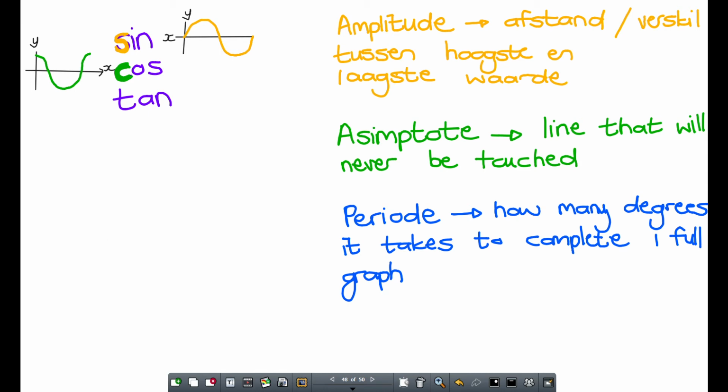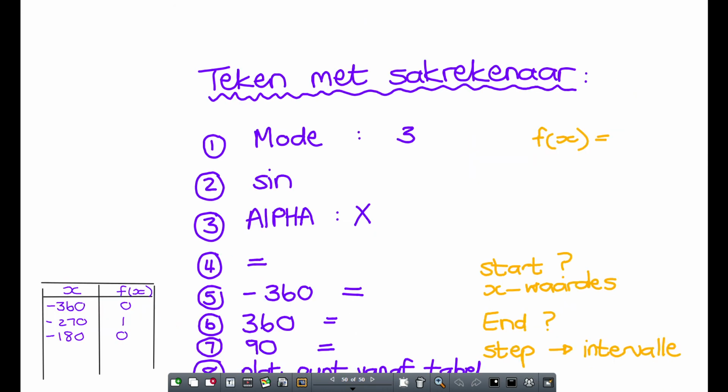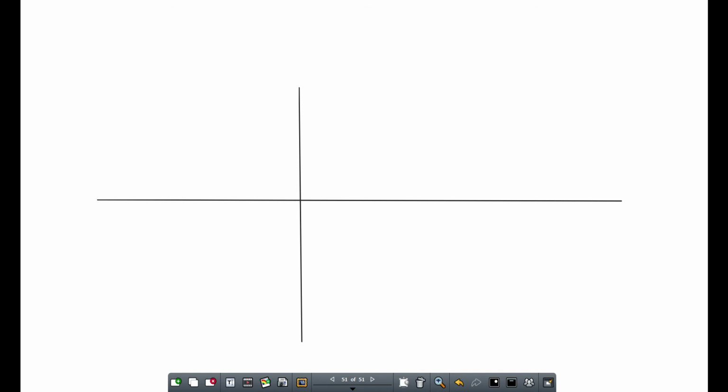Alright, hands up, who's still copying? Nobody. Sin and cos are the same.